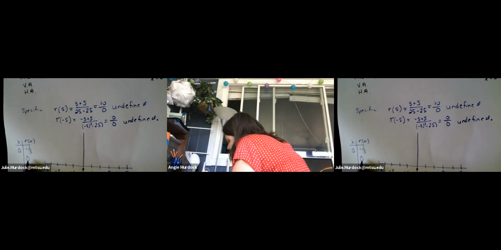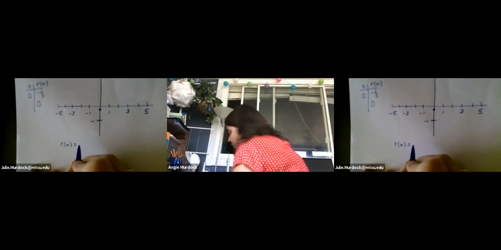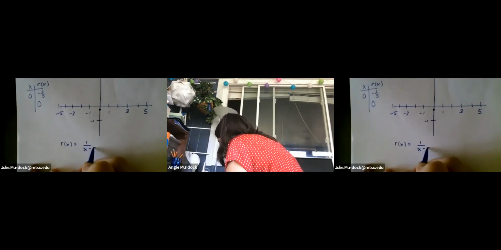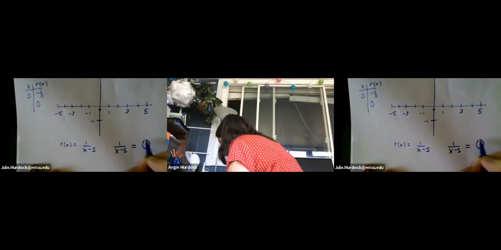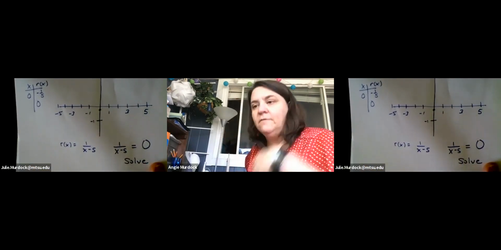Let's see if there is a horizontal intercept, and then I'll get right to those vertical asymptotes. If I take my simplified output rule, 1 over x minus 5, I take that output rule and I set it equal to 0. And I want to solve to find any roots, to find any intercepts.